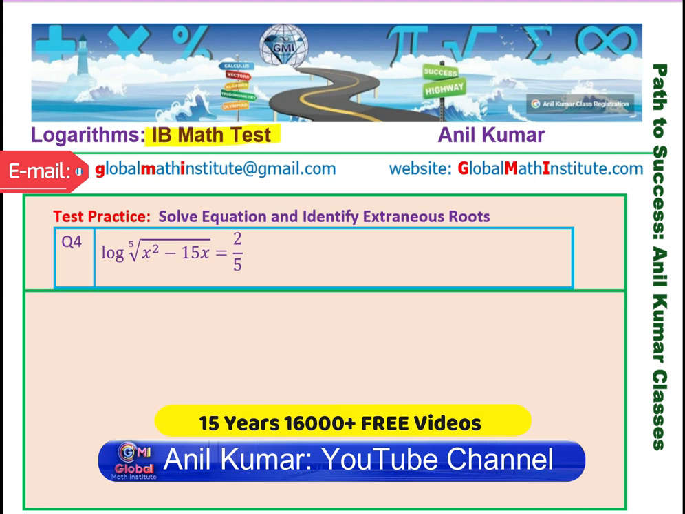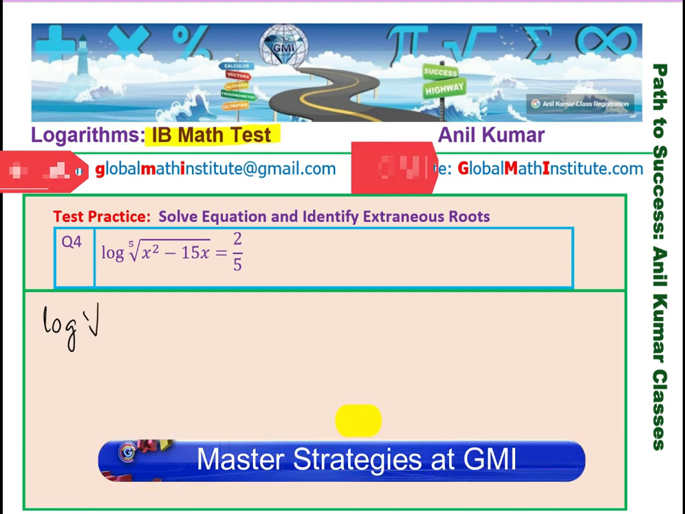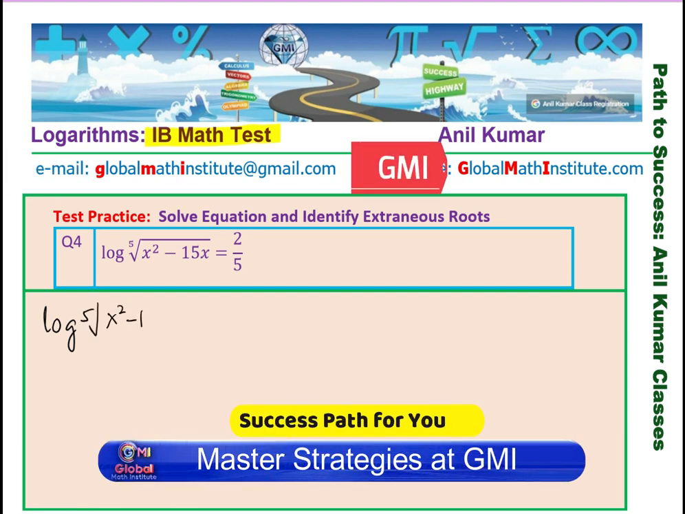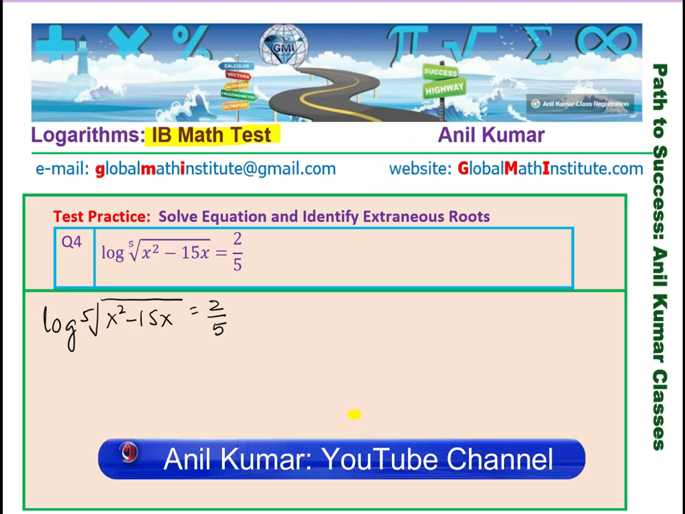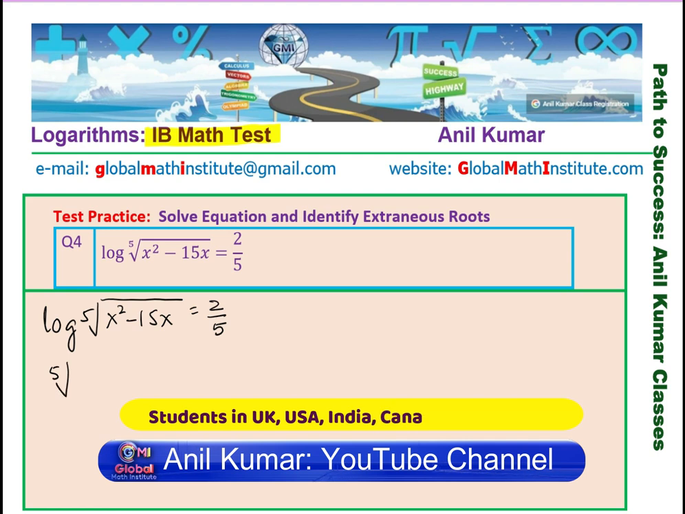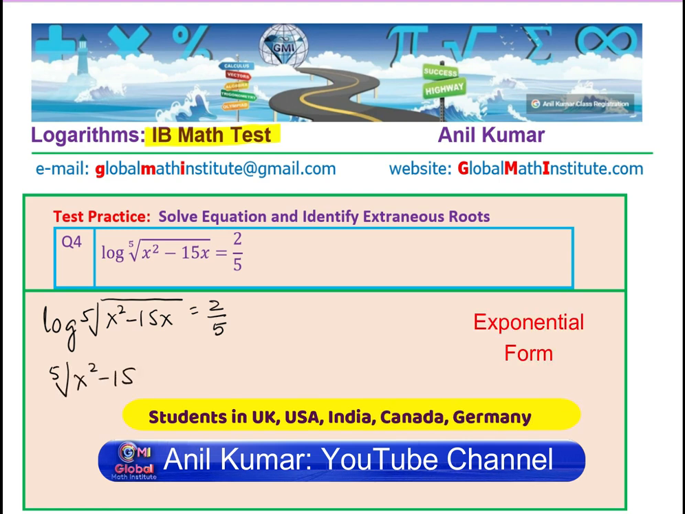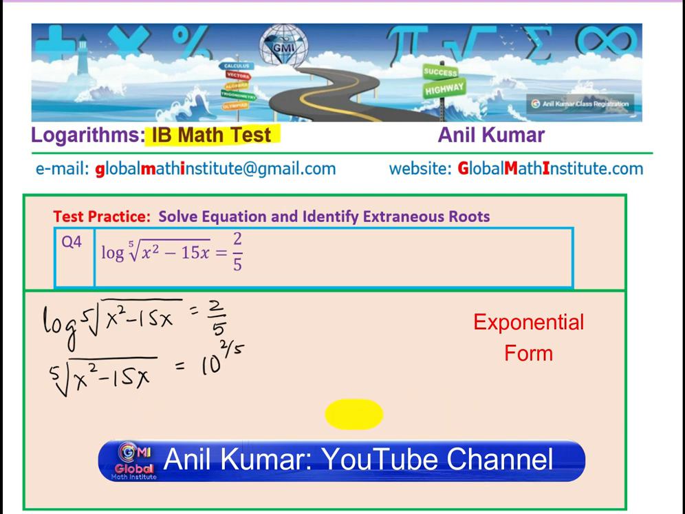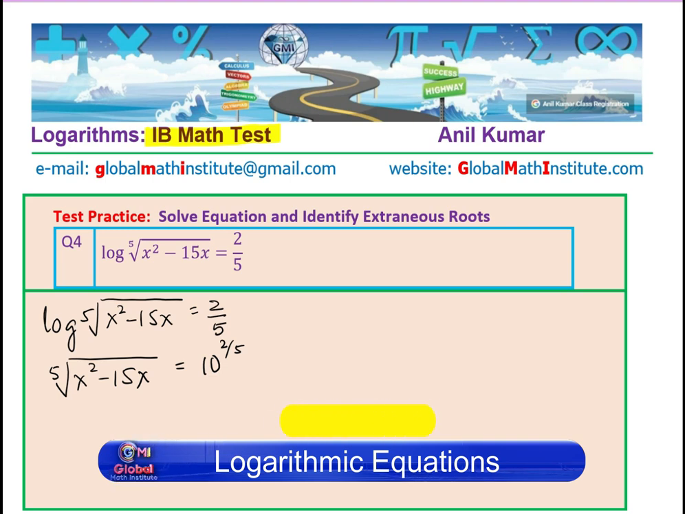Perfect. Now let's try to solve this question, which is log fifth root of x squared minus 15x equals 2 over 5. So let's write it in exponential form, right? So we have fifth root of x squared minus 15x equals 10 to the power of 2 over 5. Makes sense? Now we can take to the power of 5. So we get x squared minus 15x equals 10 to the power of 2 over 5, to the power of 5. Makes sense, right?